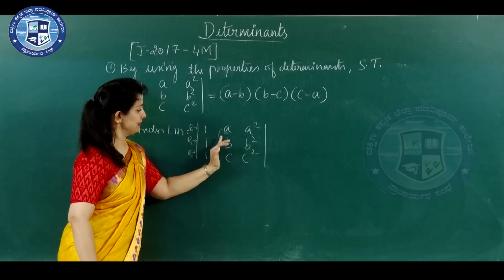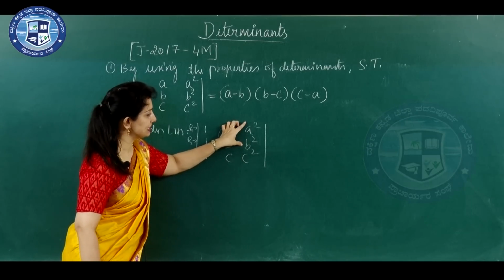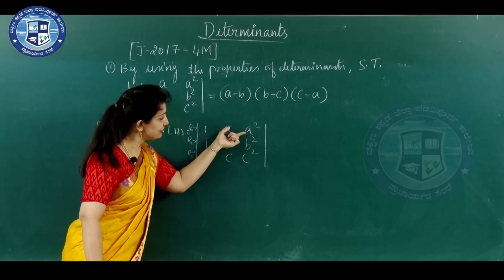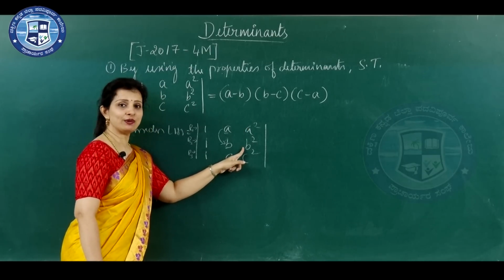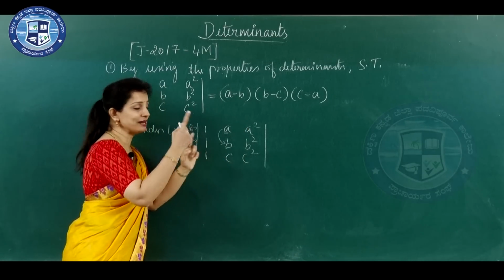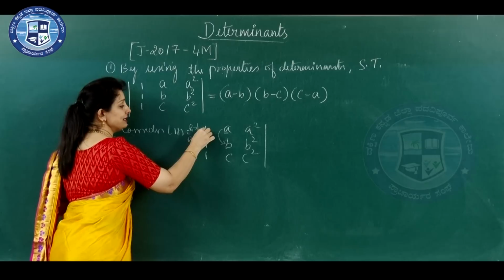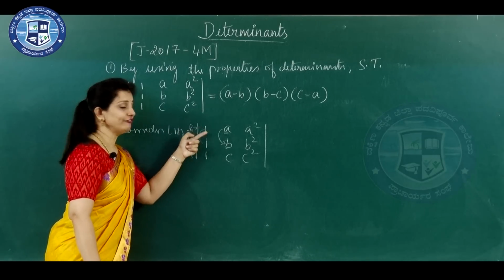Of course, once you get a minus b, the next term also will have the same factor a minus b, because a square minus b square. What is a square minus b square? a plus b into a minus b. So, we will have one more factor. And what about the first elements? Here the first elements are 1s. So, 1 minus 1 we get 0.